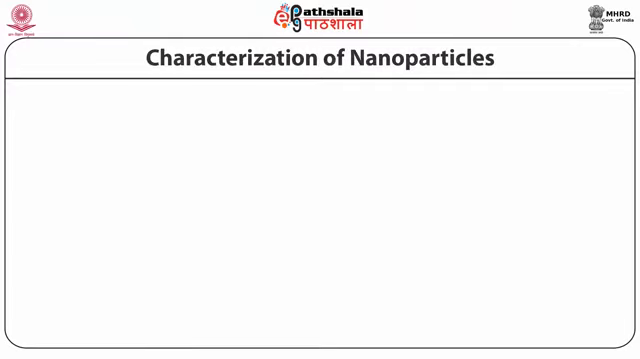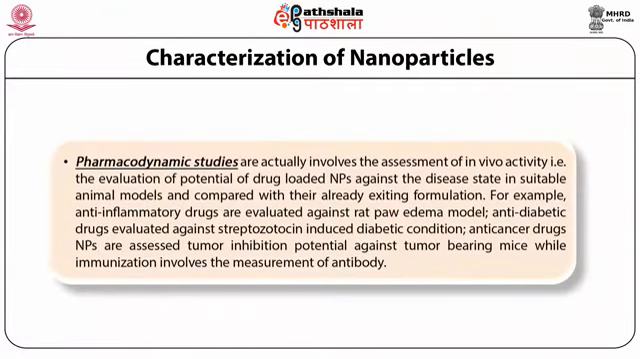Pharmacodynamic studies. Pharmacodynamic studies actually involve the assessment of in vivo activity, that is, the evaluation of potential of drug-loaded nanoparticles against the disease state in suitable animal models and comparison with their already existing formulation. For example, anti-inflammatory drugs are evaluated against rat paw edema model. Anti-diabetic drugs are evaluated against streptozotocin-induced diabetic condition. Anti-cancer drug nanoparticles are assessed for tumor inhibition potential against tumor-bearing mice, while immunization involves the measurement of antibody.